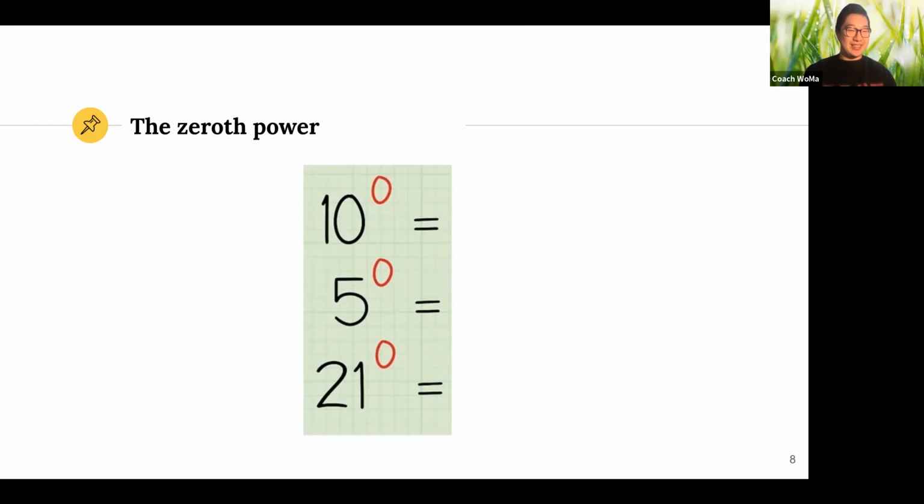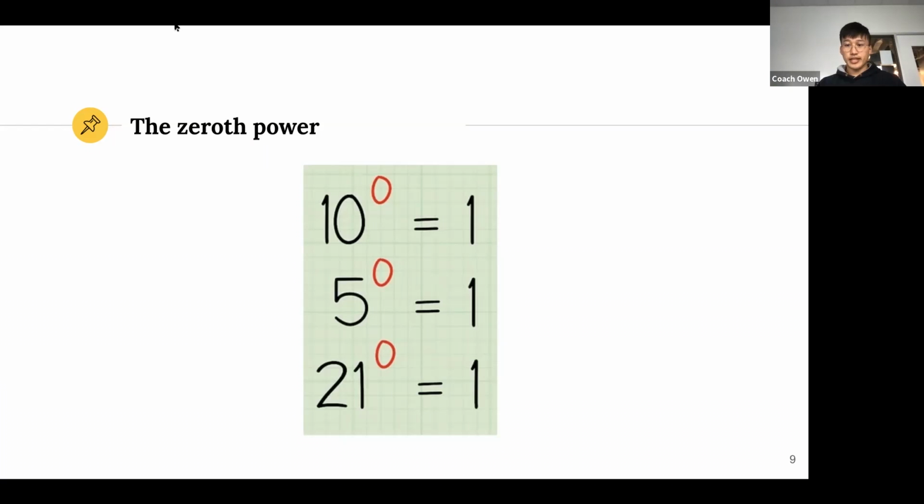The answer is, for each of these, the answer is, next slide, 1. So, yep, anything to the power of 0 is 1. And I wonder if anyone knows why. It might be a little tough to send me in chat, but you can try to. But I'll also go over kind of one explanation I really liked. I think someone raised their hand.